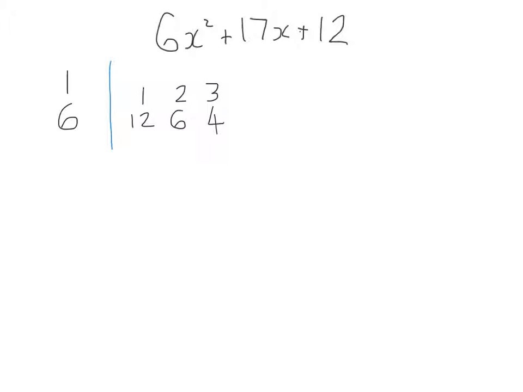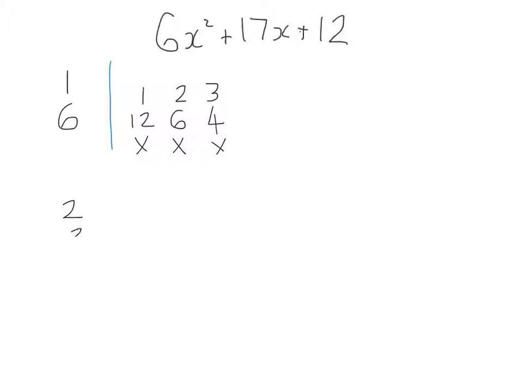Okay, so for example, 1 times 12 is 12, plus 6 times 1 is 6, so 12 plus 6 is 18. That is not what I'm looking for. 1 times 6 is 6, 6 twos are 12, 12 plus 6 is 18, I want 17, it's not what I'm looking for. 1 times 4 is 4, 6 threes are 18, so 4 plus 18 is 22, not what I'm looking for. Okay, so we can see that this factor pair doesn't work. Nothing here is incorrect, but this factor pair is not working, so we're going to need to write down another factor pair. So what times what is 6?